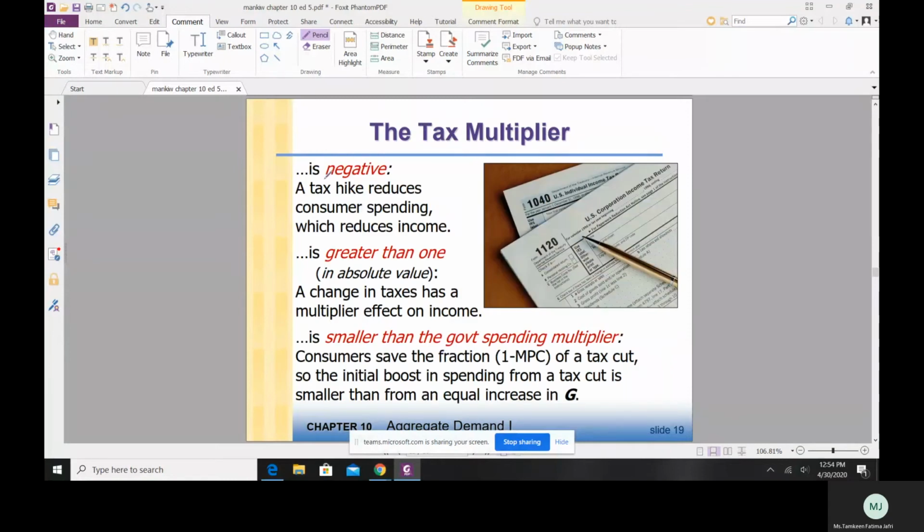So tax multiplier is always negative because a tax hike reduces consumer spending, which reduces income, and it's greater than 1 in absolute terms because a change in tax has a multiplier effect on income. आप ये भी चीज नोटिस करें कि जो टैक्स मल्टीप्लायर है, it's smaller than government spending multiplier. Because consumers save a fraction 1 minus MPC of the tax cut, so the initial boost in spending from tax cut is smaller than an equal increase in G.